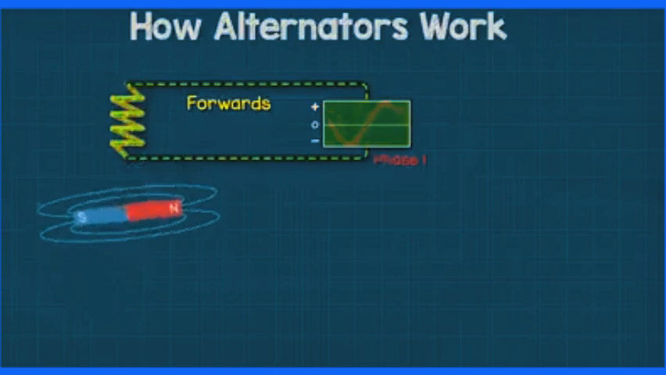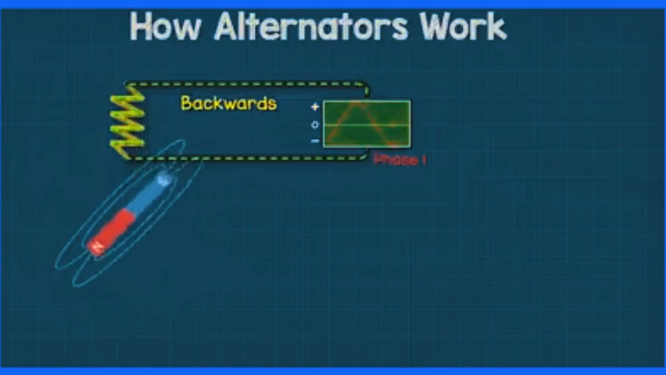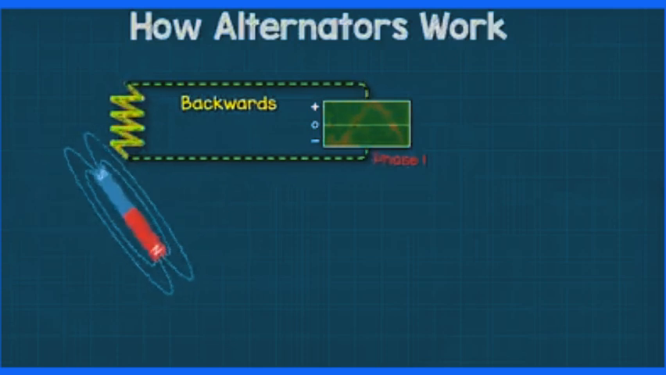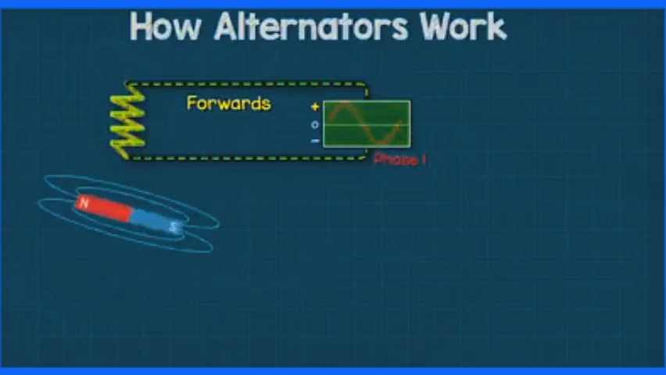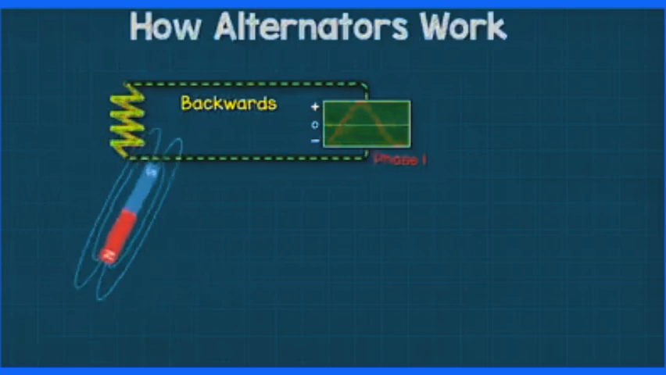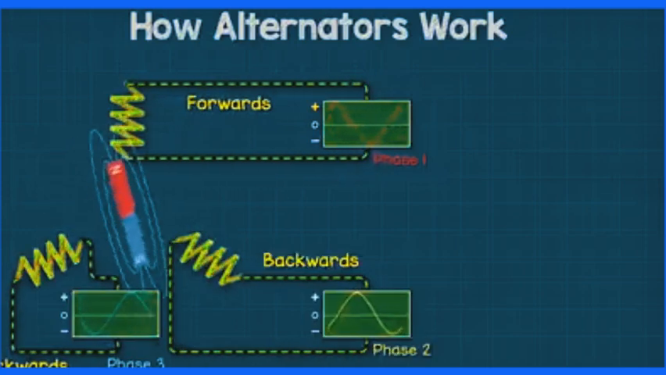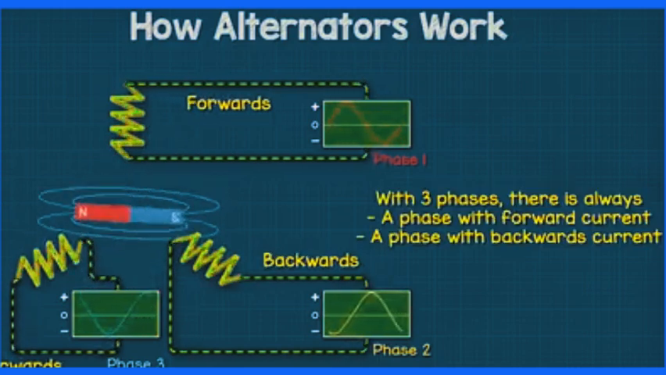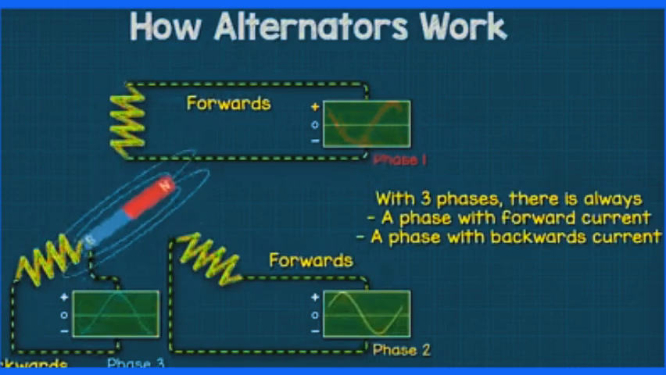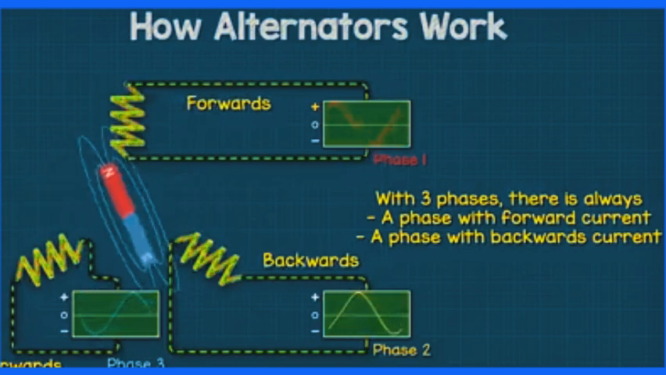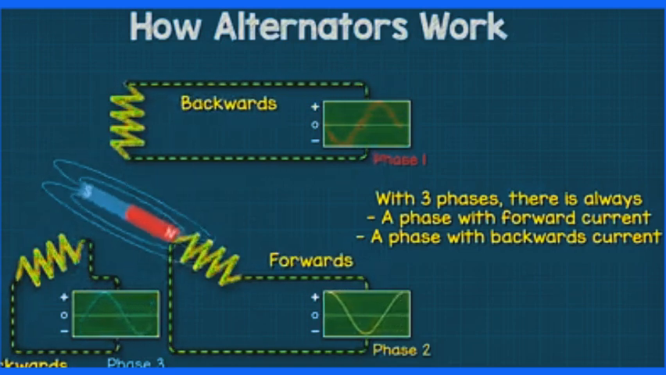If we use just a single phase, then for every rotation of the magnet, half the time the current is flowing forwards and half the time the current is flowing backwards. But with three phases, we always have a phase which is flowing forwards, and we always have a phase which is flowing backwards, which means we can utilize this to provide more power.